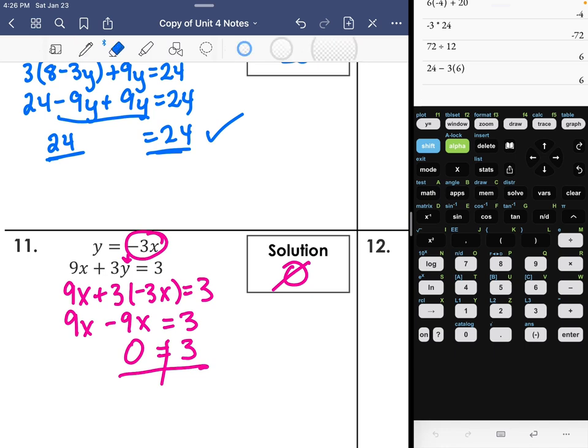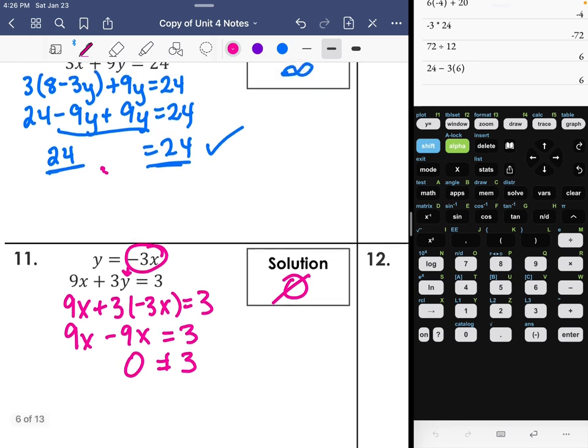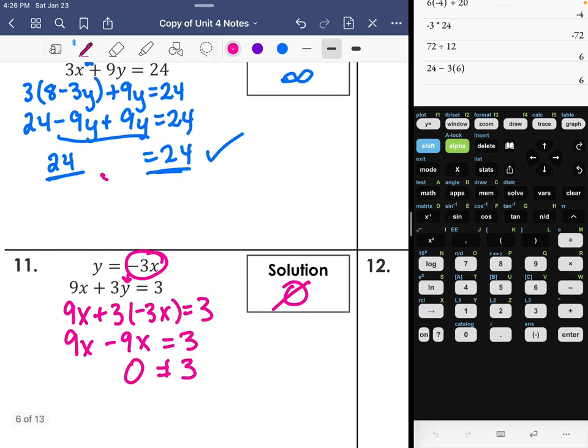So make sure you don't get those mixed up. When we did this before and we had things like this, a lot of people either thought they were all infinite or they were all no solution. That's not true. If they are the same, then it is infinite solution. See, if they are different, then it is no solution. So make sure you're keeping that straight in your brain.